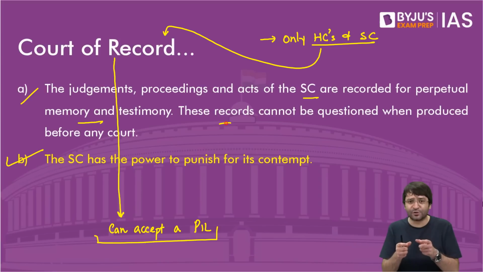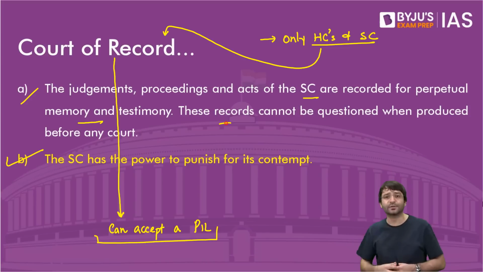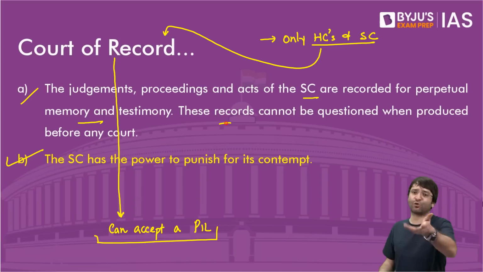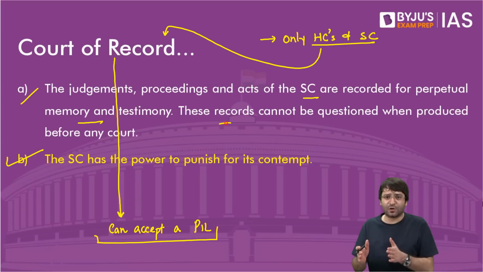All such judicial institutions where, number one, you can punish people for contempt. Number two, the records and judgments are stored forever for perpetual memory, and once these records are produced before anybody or any institution, they cannot be questioned. Such a judicial body is a court of record. And in India, we have the high courts and the Supreme Court, which act as courts of record. Because their proceedings are recorded for perpetual memory, these records cannot be questioned when produced before any other court. And they have the power to punish for contempt.